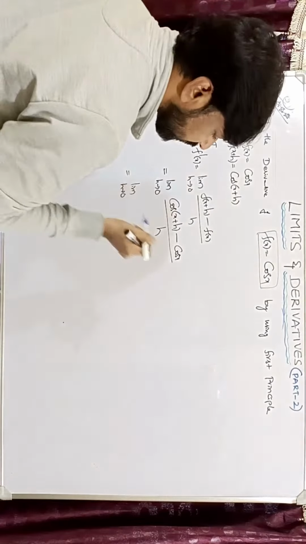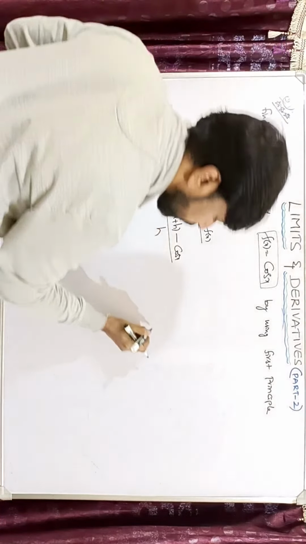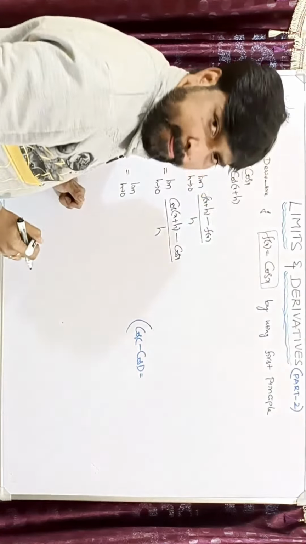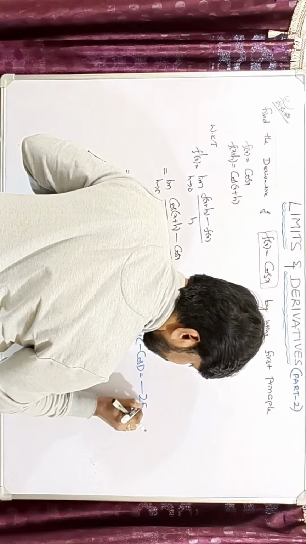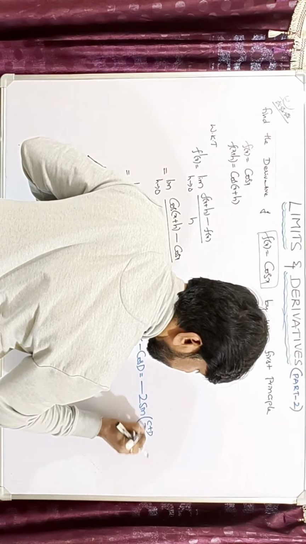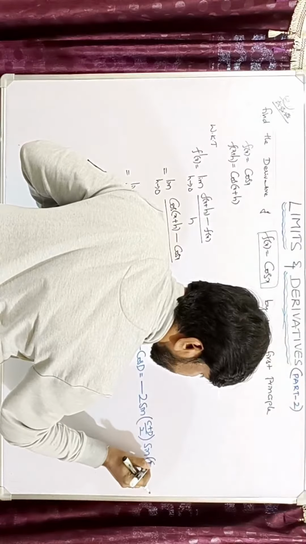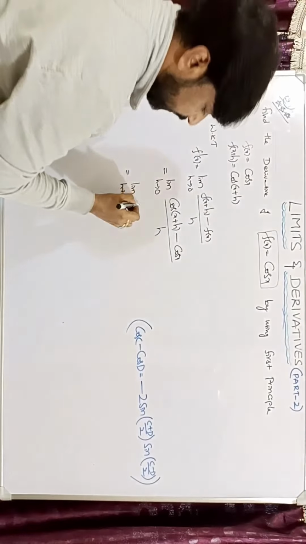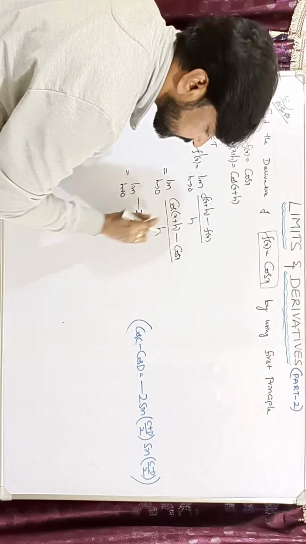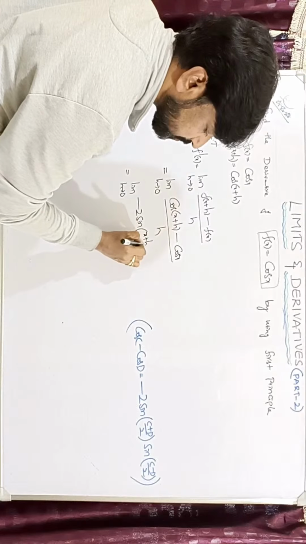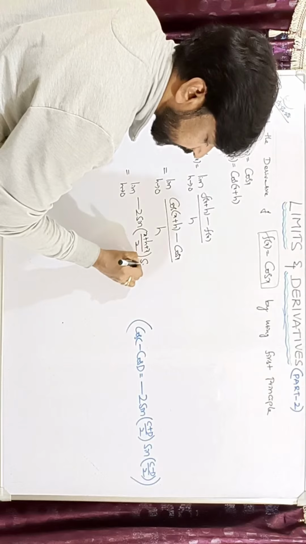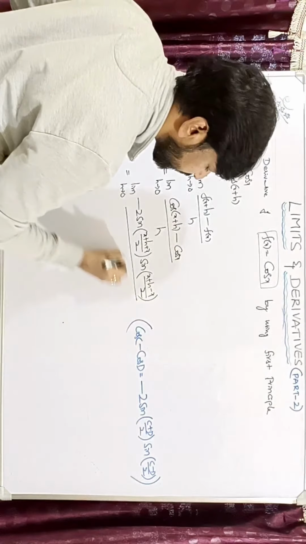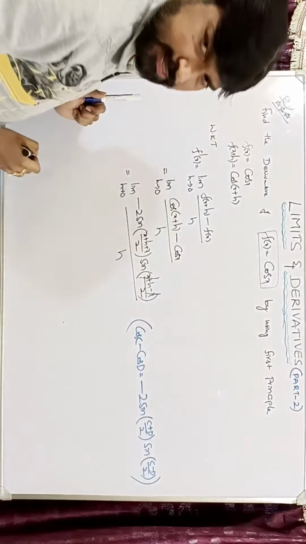So it is of the form cos c minus cos d. What is the formula for cos c minus cos d? Cos c minus cos d equals minus 2 sin of (c plus d) by 2, sin of (c minus d) by 2. This is the formula for cos c minus cos d. Now if you apply this formula, minus 2 sin of (x plus h plus x) by 2, sin of (x plus h minus x) by 2, whole by h. x and x get cancelled. Now what's next?